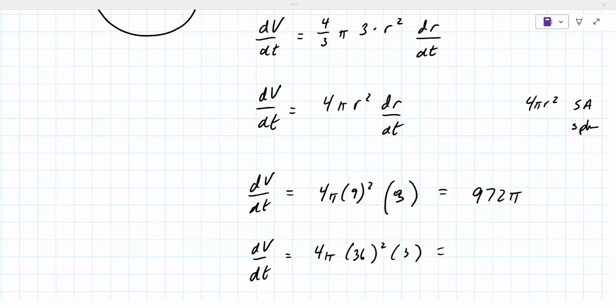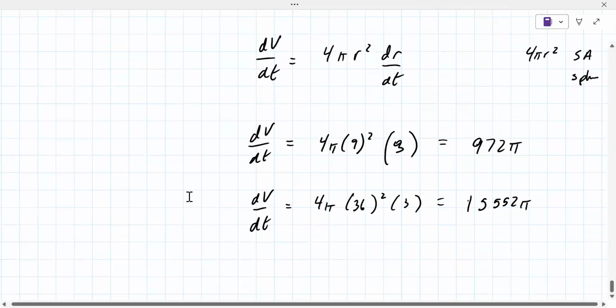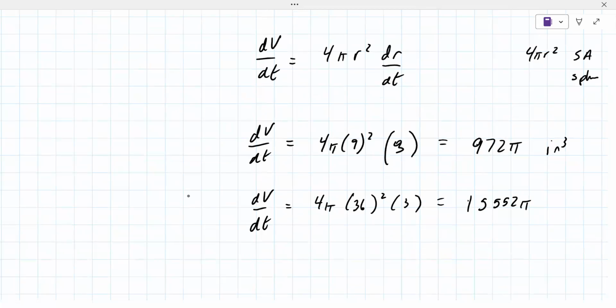Sometimes the answer doesn't mean anything. It's like, what does this even mean? We know the units, it's inches cubed per minute. But what does that even mean? It's like a science fiction movie where something is growing super fast, I guess.